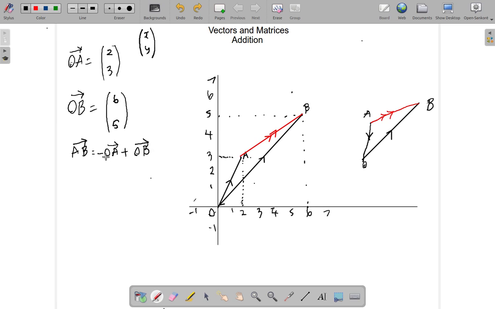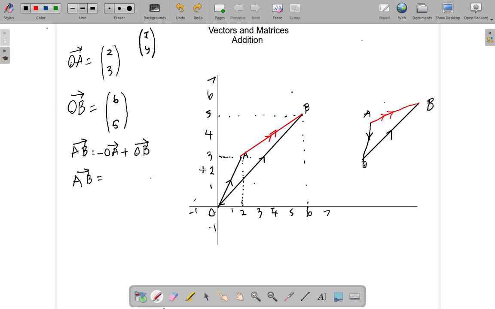I had to use negative OA because I had to turn around the arrow on OA, because I want this vector and this vector to follow each other while both of them are being opposed by the arrow and the resultant. Alright, now I also want AB to be represented as a column vector. How do I do that?